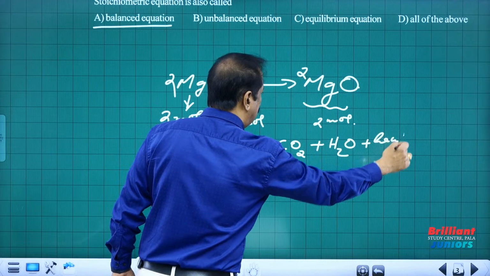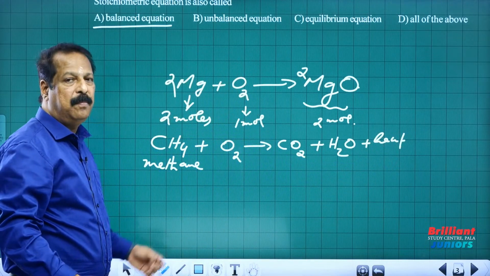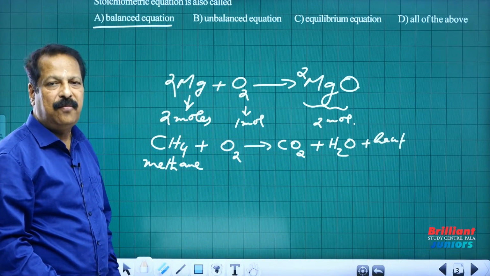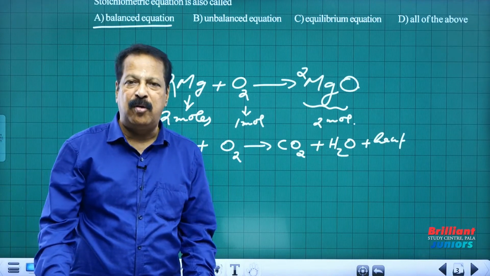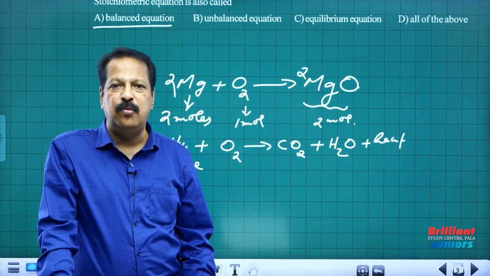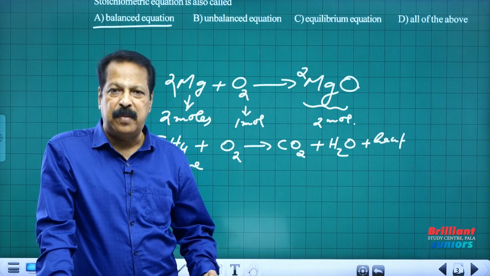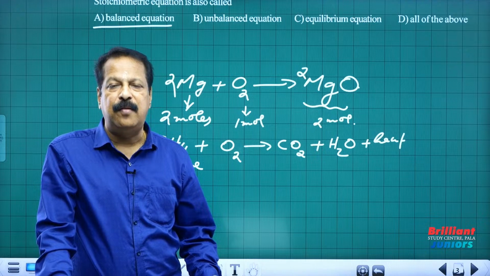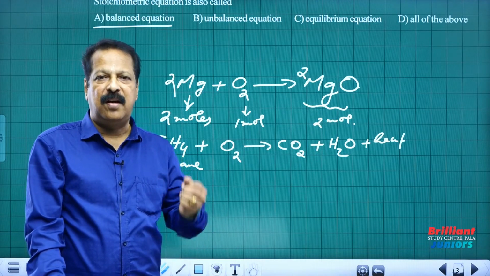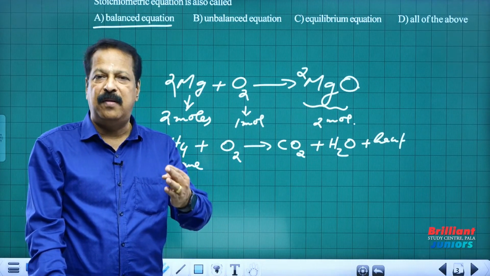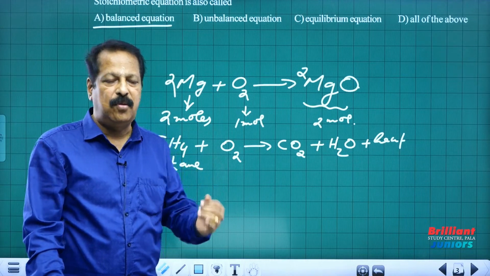Heat will be liberated, because methane is a major component of natural gas. You are familiar with natural gas. Natural gas exists in two forms: one is CNG and the other is LNG. CNG is called compressed natural gas. LNG is called liquefied natural gas. Natural gas contains methane, ethane, propane, butane, pentane, but the major component of natural gas is methane.